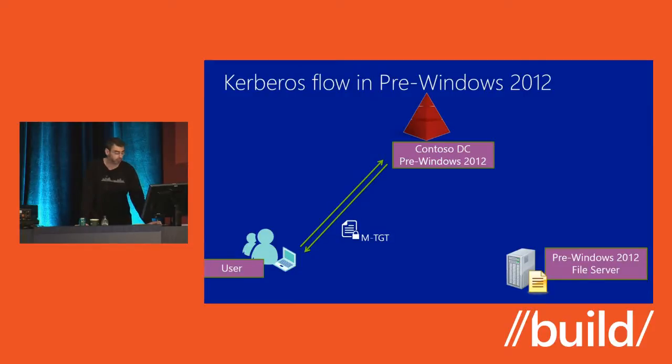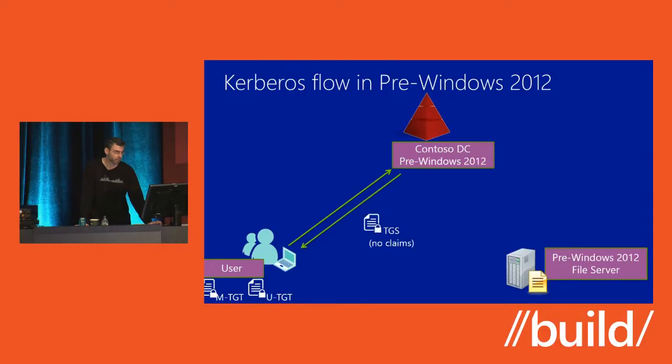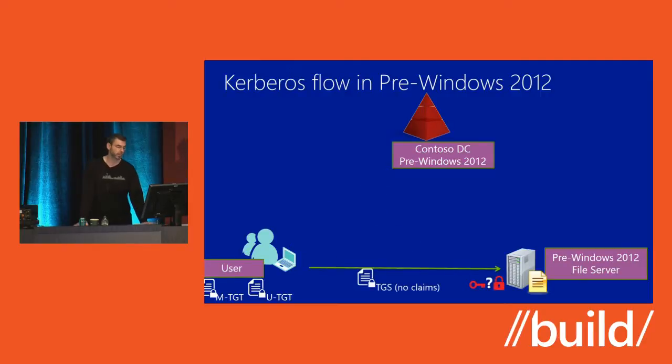Then when they want to go to the file server, they present that ticket granting ticket, and they get a ticket to the target server, and they authenticate there. Now note that there's a machine ticket, the machine account in Windows logged on, and then there's a user ticket, okay? That machine account logon hasn't done much up until now, but it's important for where we're going.